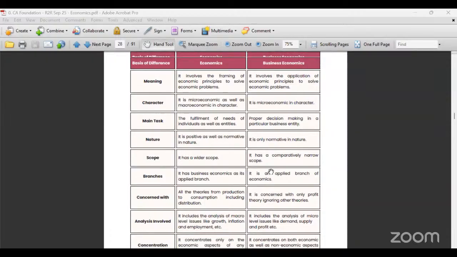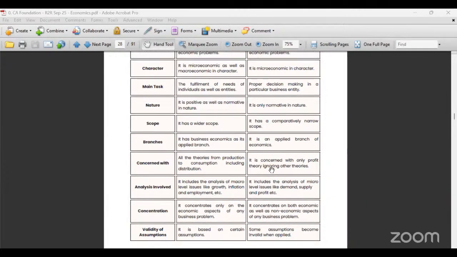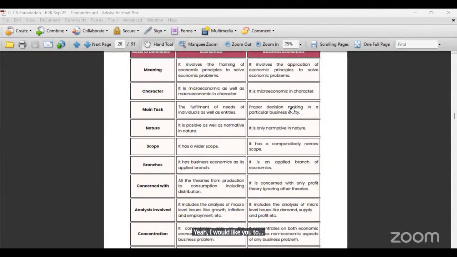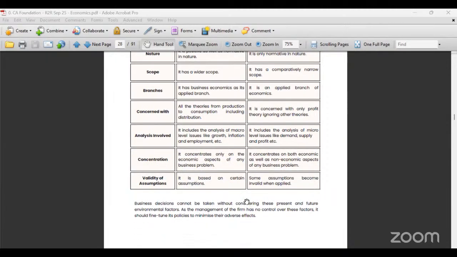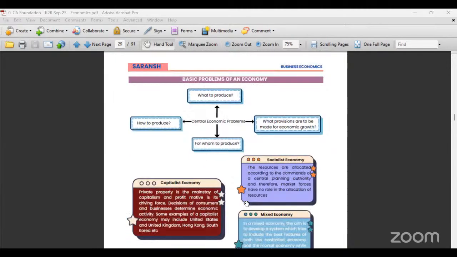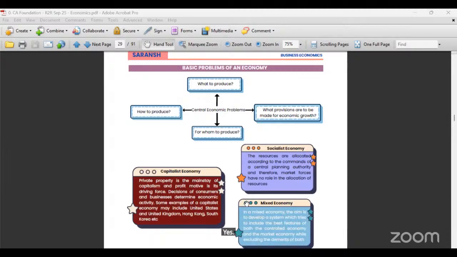I would like you to go through the difference between general economics and business economics. This is one slide. I want you to spend a minute on this. That's it.